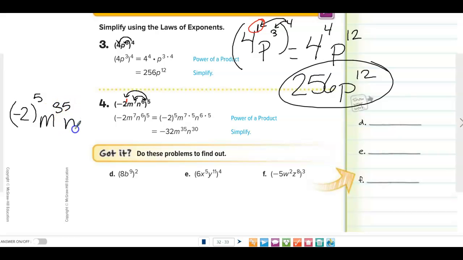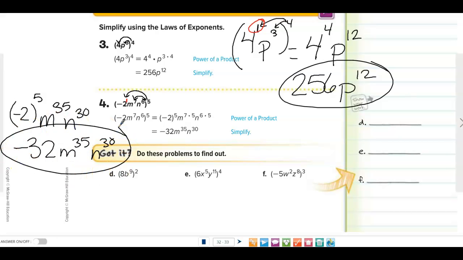And then n to the 30th. Okay, you can type this into your calculator. What is negative 2 to the 5th power? First of all, is it going to be negative or positive? It'll be negative because I have an odd number of negatives. So it'll be negative what? 32. N to the 35th, n to the 30th. Questions? Okay, try Got It D, E, and F.